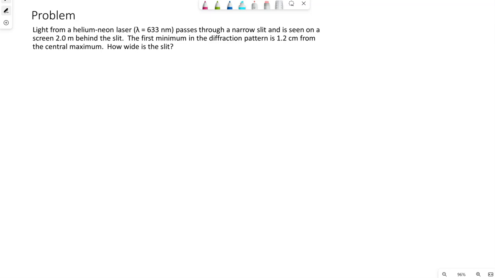So we have another example problem here. Light from a helium neon laser that has a wavelength of 633 nanometers passes through a narrow slit and is seen on a screen 2 meters behind the slit. The first minimum in the diffraction pattern is 1.2 centimeters from the central maximum. How wide is the slit?